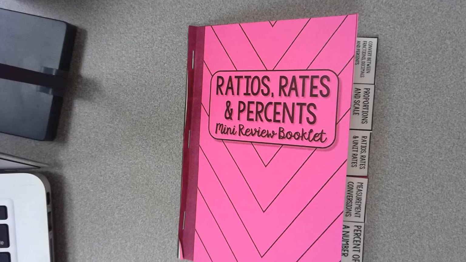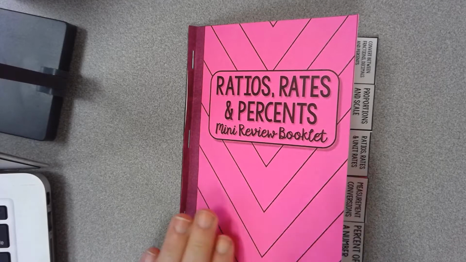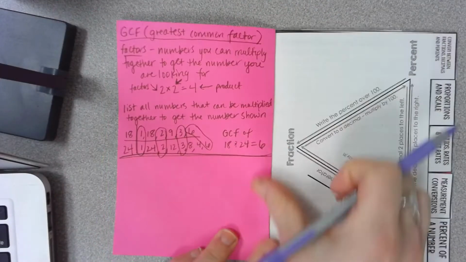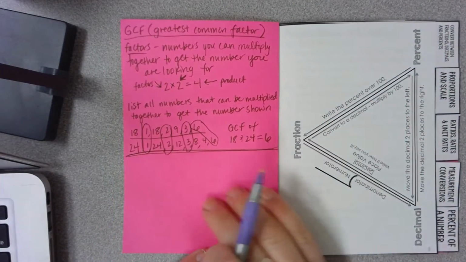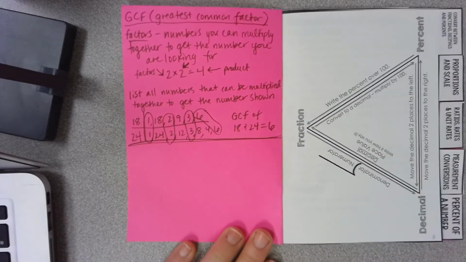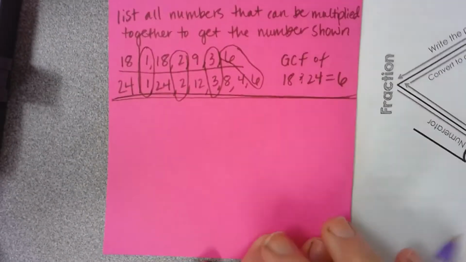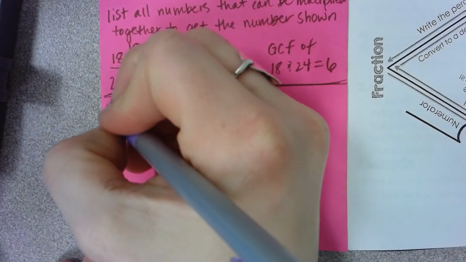All right, we are going to be working with least common multiple today. So you need your ratios, rates, and percents booklet. Then we're going to open up to the back side of the front cover and finish taking the notes on this cover page here. So I'm going to zoom in a little. We're going to be working with the least common multiple today.